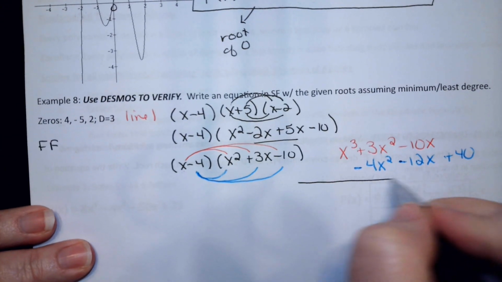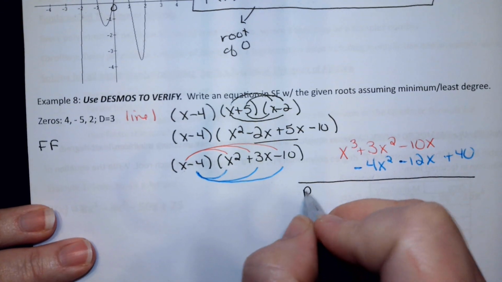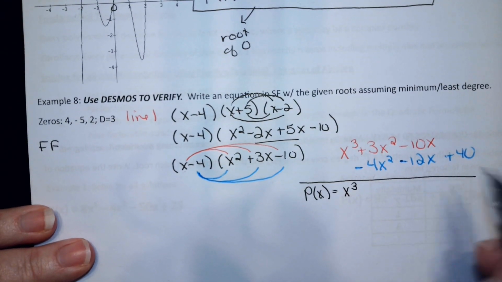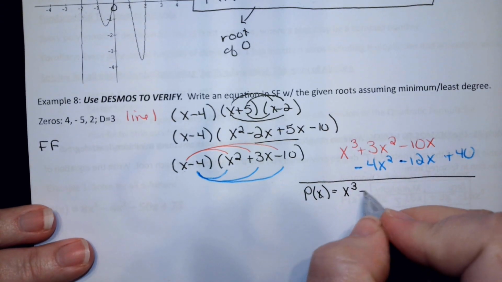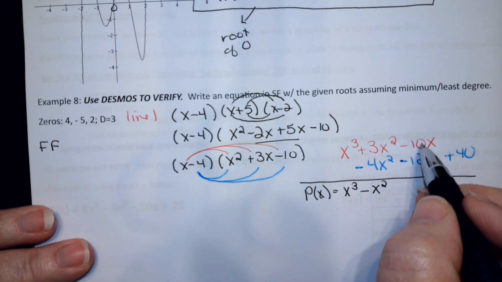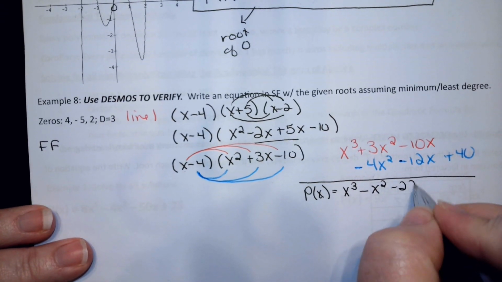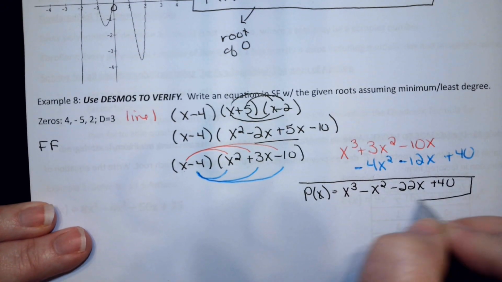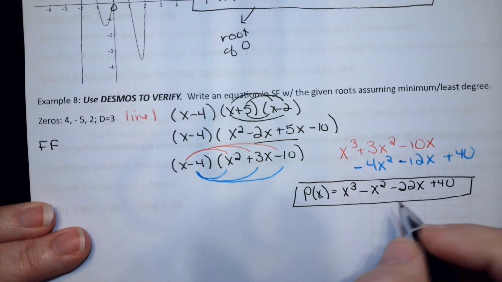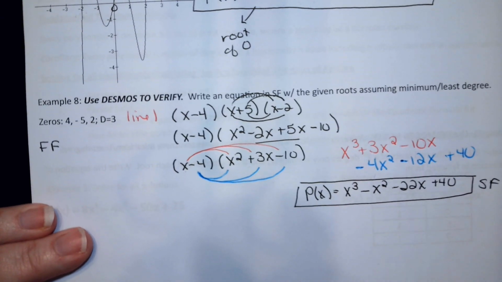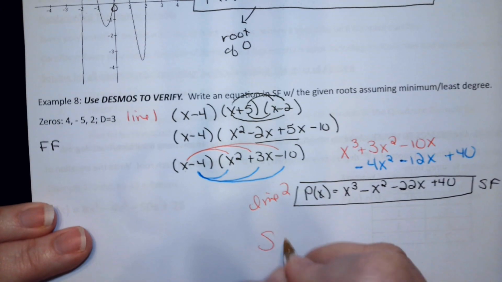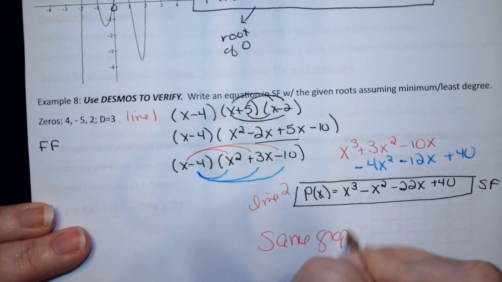So let's combine like terms. So p of x is going to equal, bringing down the x cubed, so there's no other x cubed. 3 minus 4 is negative 1. Negative 10 minus 12 is negative 22. There's no other constant, so let's bring that down. So here is my standard form. Now we would put this in line 2 in Desmos, and they should give us the same graph if we have done this correctly.